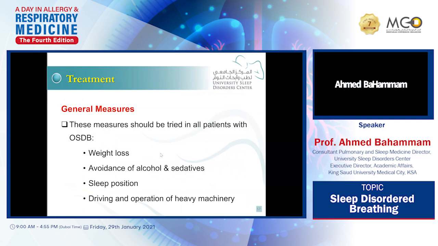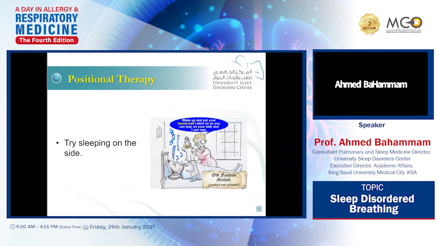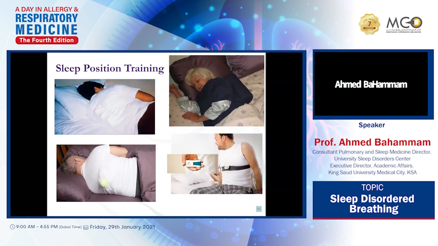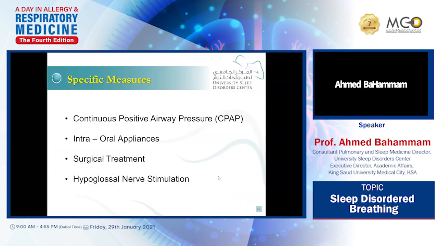This is an example of sleep apnea. For treatment, general measures usually do not work. Most of them are overweight, so weight loss or bariatric surgery may help, but it is difficult for them to lose weight. For those with positional apnea, who have apnea only when they sleep on their back, you may help them with some techniques, like a tennis ball or sensors or a vibrator that will help them to sleep on their side. Then we have specific measures like positive airway pressure, intraoral appliances, surgical treatment, and hypoglossal nerve stimulation.